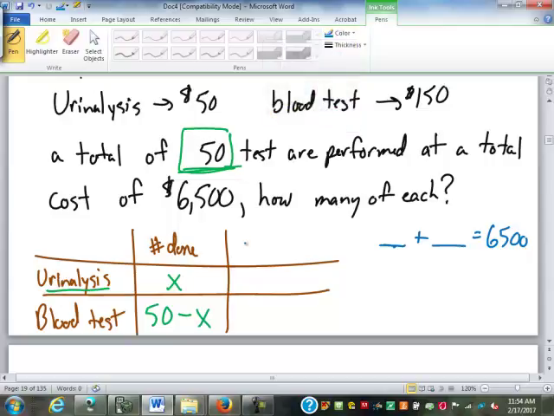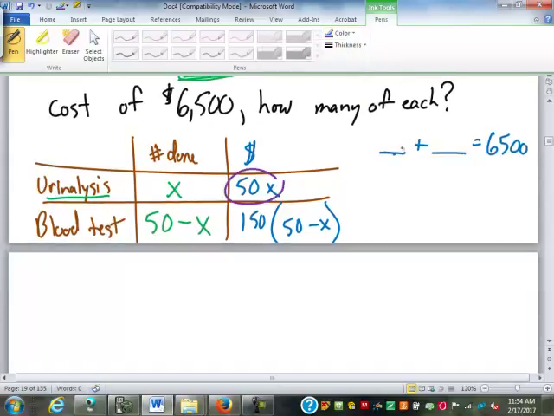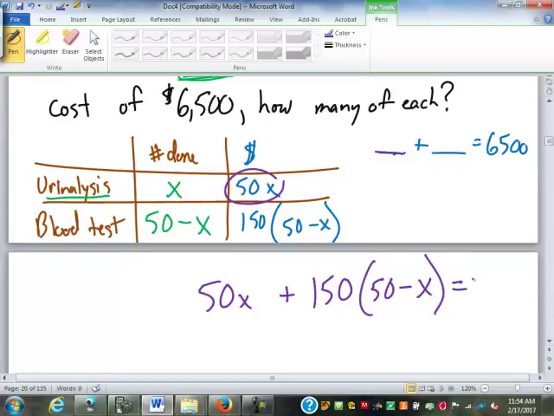So then that means the dollar amount for each, again, is just the price times the number done. So for urinalysis, that's just 50 times X, or 50X. For the blood tests, it's 150 times, well, we have 50 minus X of those that were completed. So now in our equation, we have the 50X is the amount of money from the urinalyses, plus we have 150 times 50 minus X is the blood test. That has to add up to 6,500.